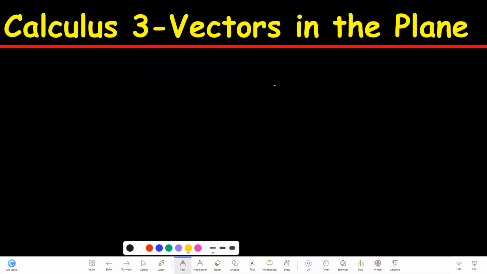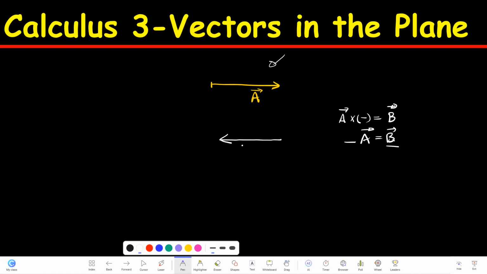If I give the vector called A, and I want to change the direction of vector A to the other side, what am I going to do? I can take A and multiply by a minus sign. So you're going to get a new vector called B. B equals minus A.